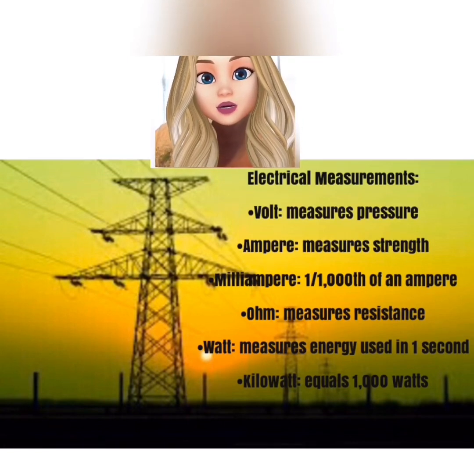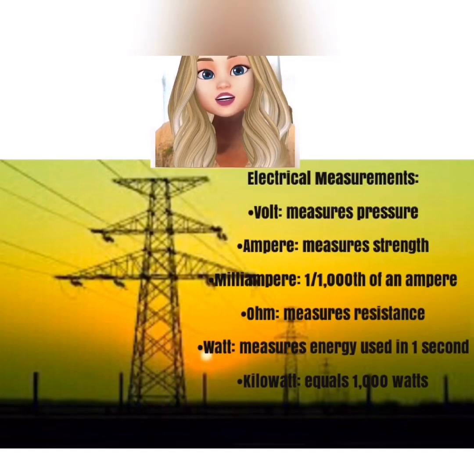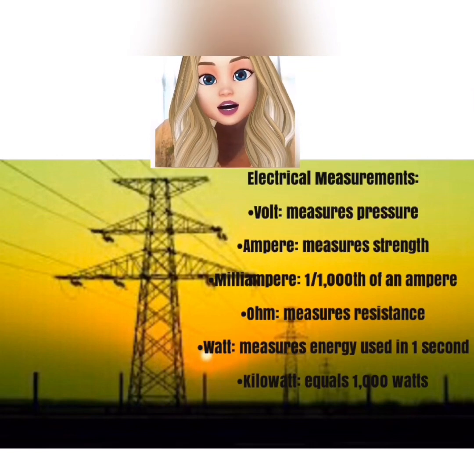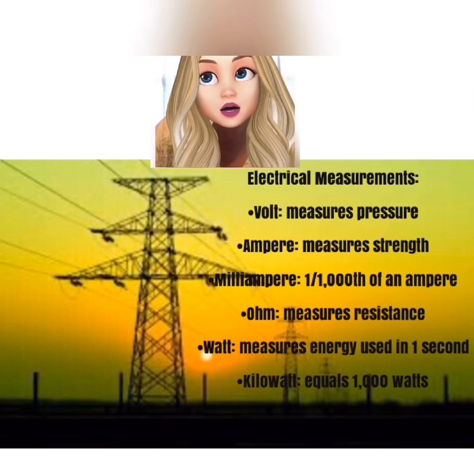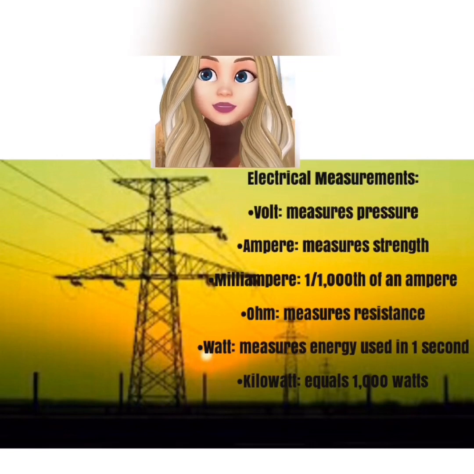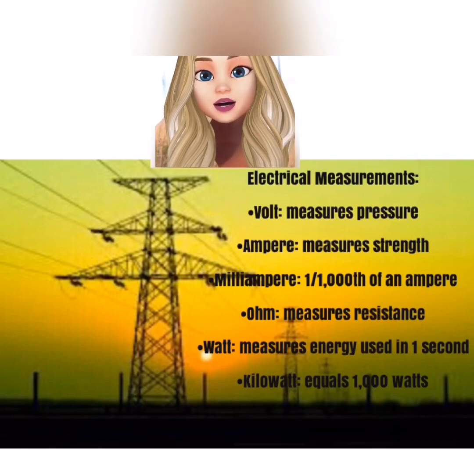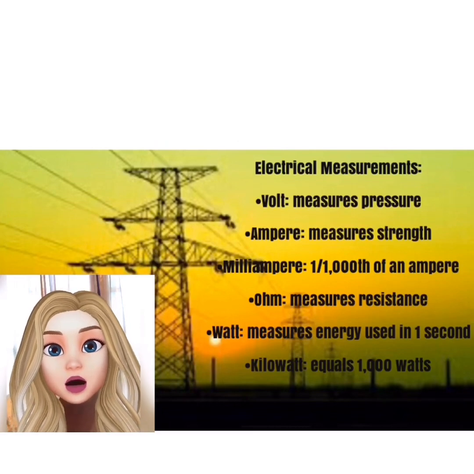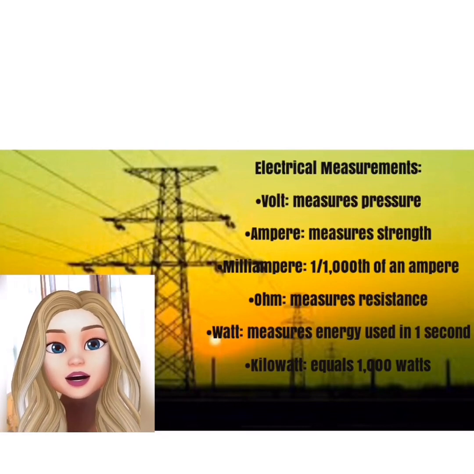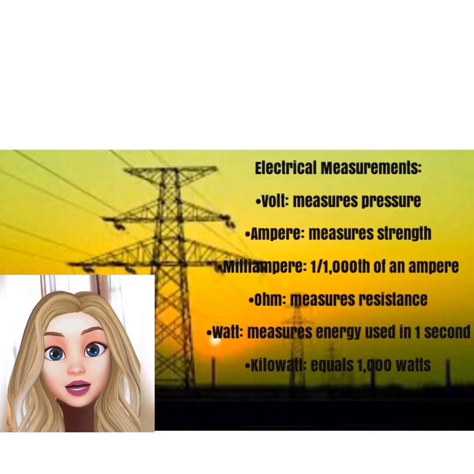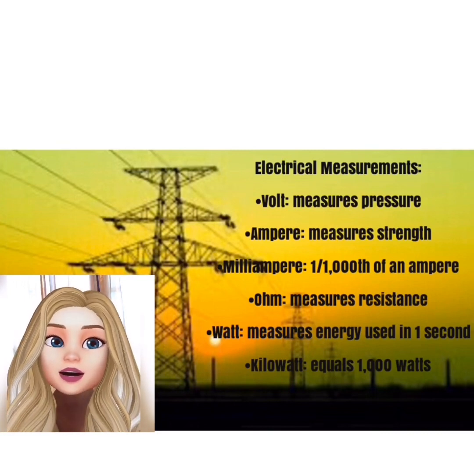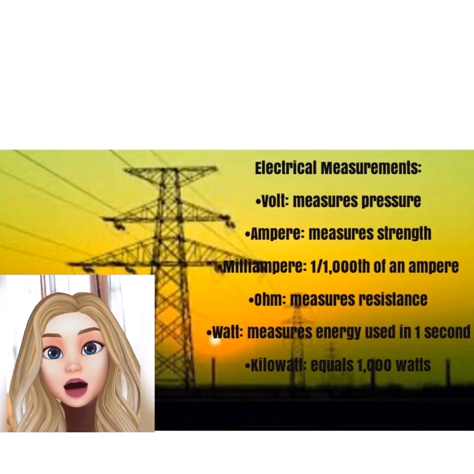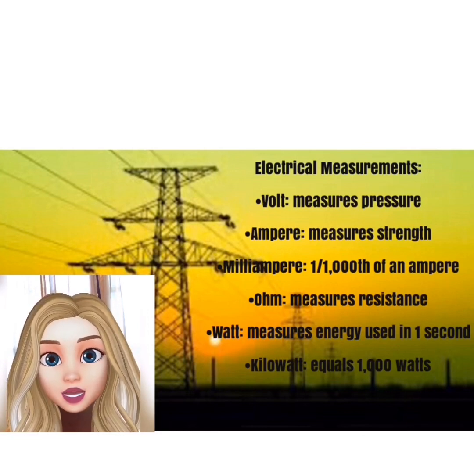Watt, abbreviated W, is a unit that measures how much electricity or electric energy is being used in 1 second. So a 40 watt light bulb uses 40 watts of electricity per second. Kilowatts, abbreviated with a K, is 1,000 watts. The electricity in your house is measured in kilowatts per hour, and that is a kWh. A 1,000 watt hair dryer uses 1,000 watts of energy per second.